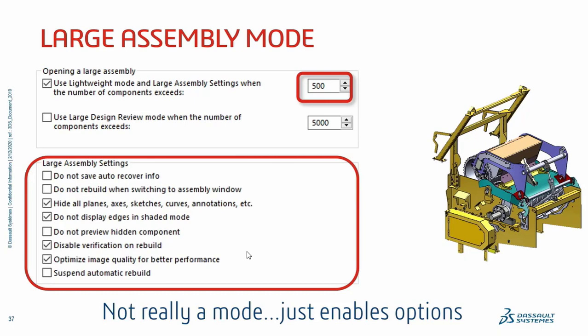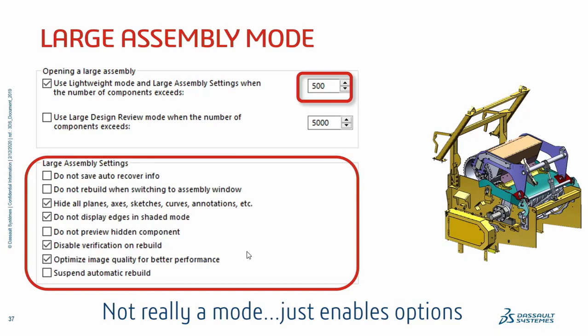When I open a file which has equal to or more than 500 components, it will automatically open in lightweight mode. If I have equal to or more than 5000 components, it will automatically open in large design review mode. Okay, so keep these settings handy for your performance. If you have 300 components to open in lightweight mode, just add those 300 in these parameters.